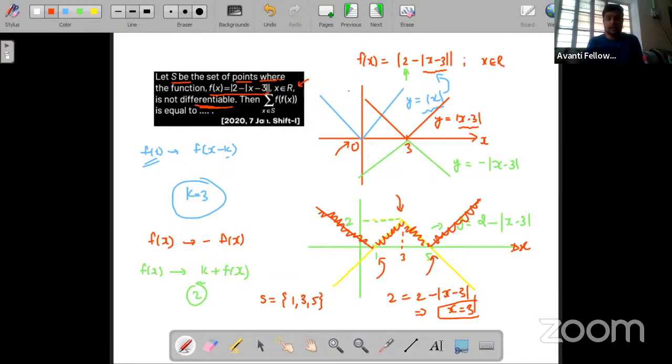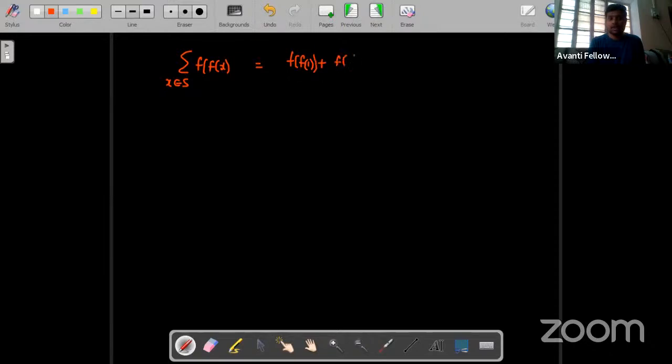Clear? Now we have to find the sum of f(f(x)), means composite function, for all x belonging to set S. Means we have to find at x = 1, at x = 3, and at x = 5. Okay, so I'll solve here. So sigma of f(f(x)) for x belonging to S means we have to find f(f(1)), then use sigma, then f(f(3)) + f(f(5)).